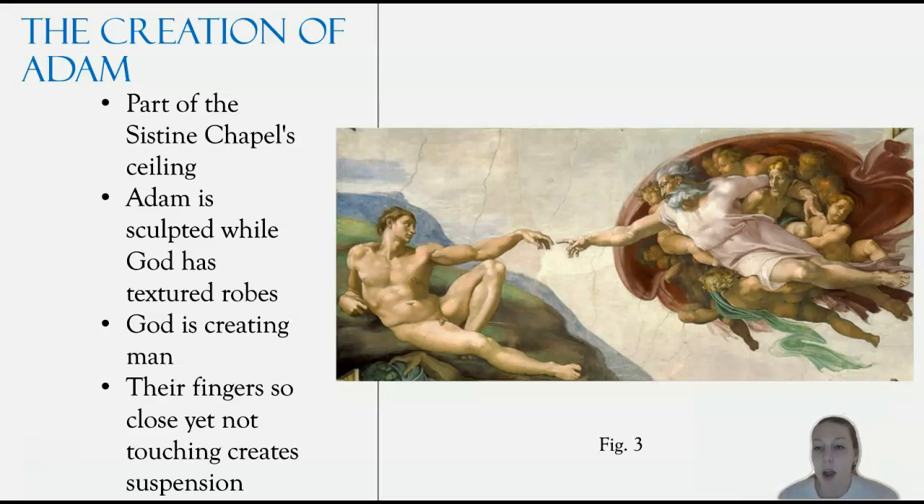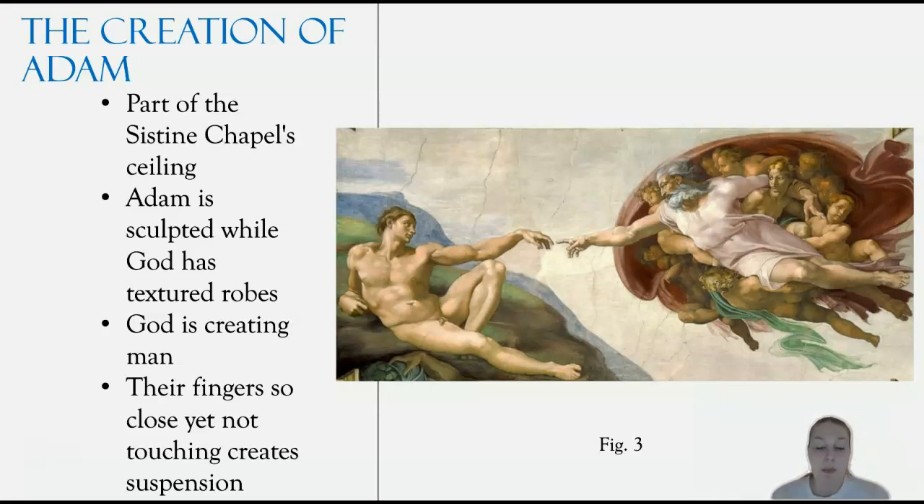God is also surrounded by who we can assume are angels, but they do not have any wings. They are a bunch of tiny nude figures in the background of him. He also has his arm around one. And you can also see the curves in the muscles of these figures around him as well.